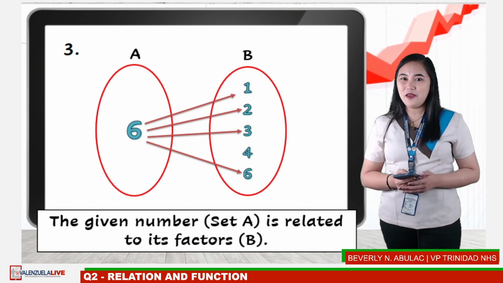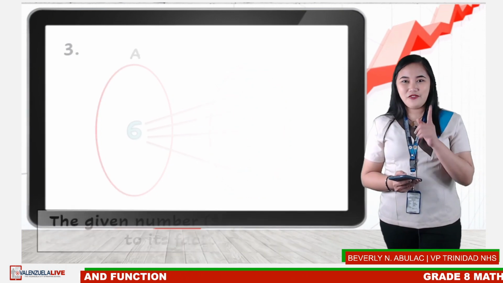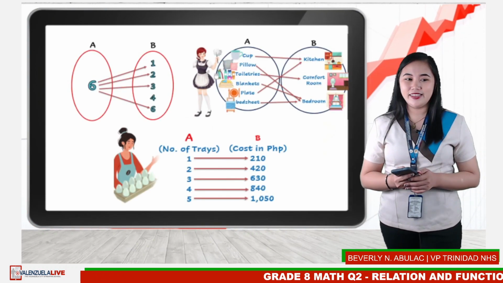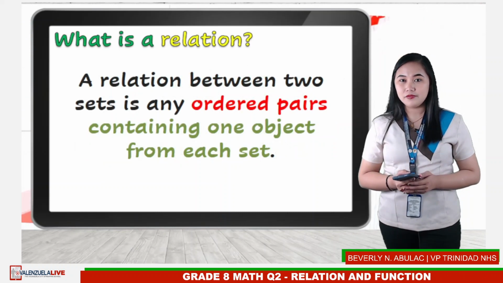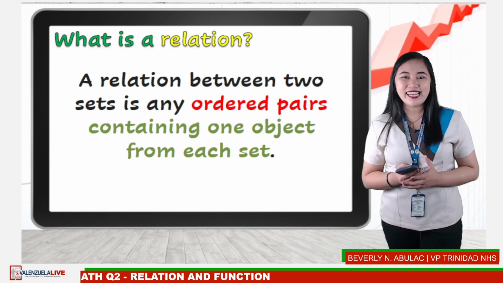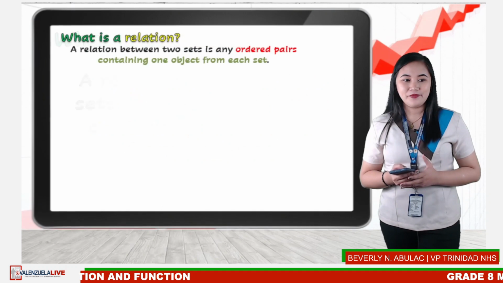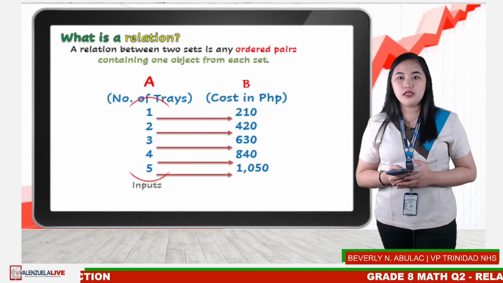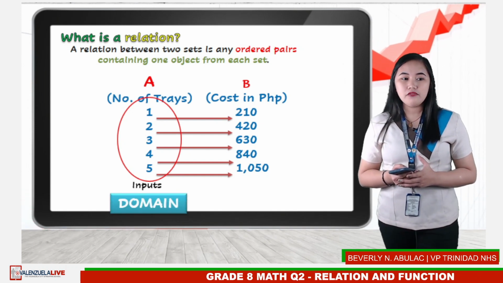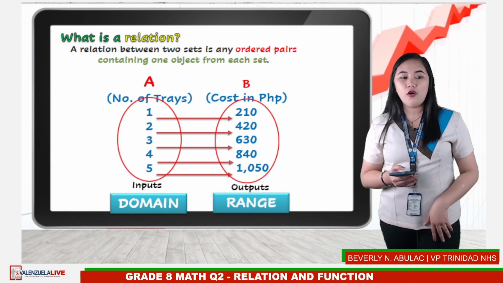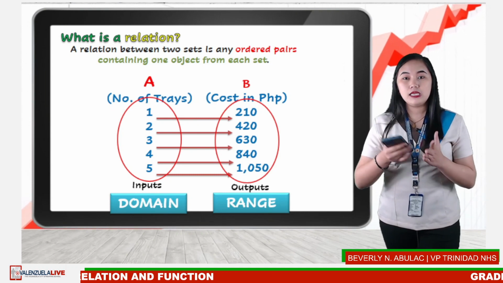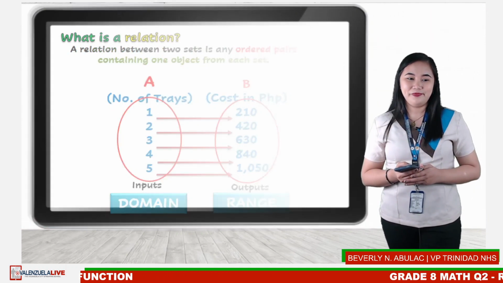Now, have you got the same correct answer? Very good. The illustrations are examples of a relation. But what is a relation? A relation between two sets is any set of ordered pairs containing one object from each set. The elements in the first set, where the arrows came from, are called the domain, while the elements of the second set, where the arrows end, are called the range. The reason or rule that you follow to make this mapping is the relation of the two sets.